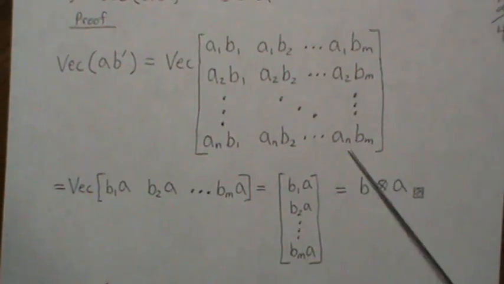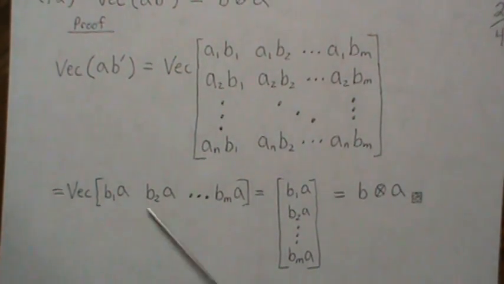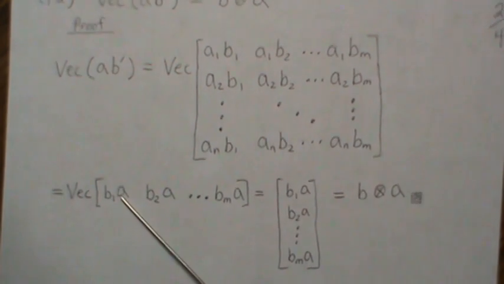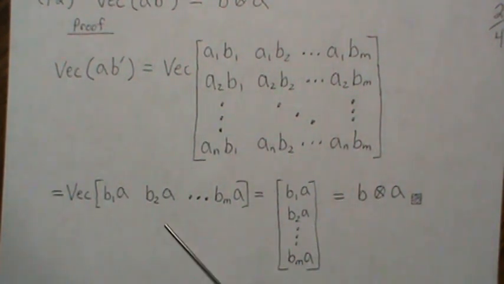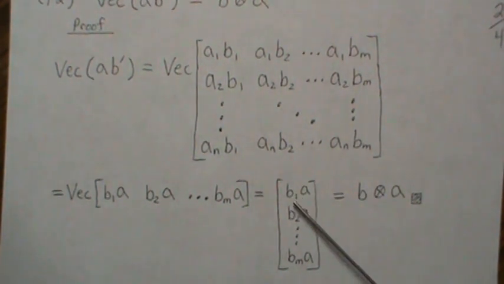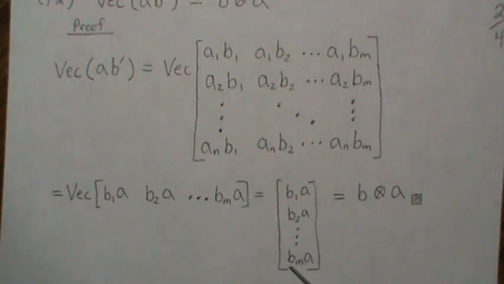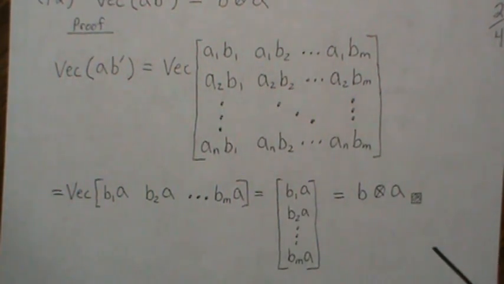But when we take the Vec of this, it says stack those. So you take the first column and put it here, the second column, put it here, and so on to the last. But now if you think about this, we have A all the way, but then we have the vector B1, B2, all the way to BM. But this is how we define the Kronecker product. You take A times each component of B, and that's what this is.